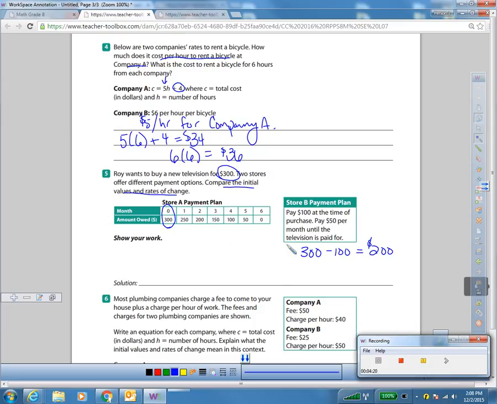So there's a $100 difference between those two. Now, as you read on, you see that he pays $50 a month for the TV for store B. And then if you look at the table, you see it's decreasing by $50 as well. So both rates of change are going to be $50 per month. The initial fee was a little bit more on store A, $100 more. Okay, last problem, I'll scroll.